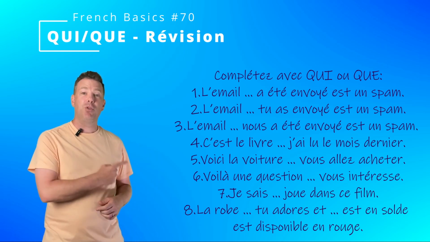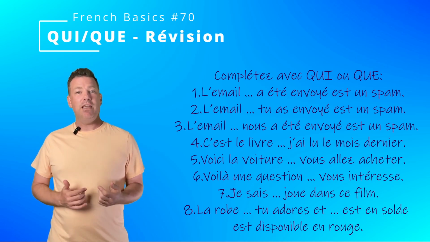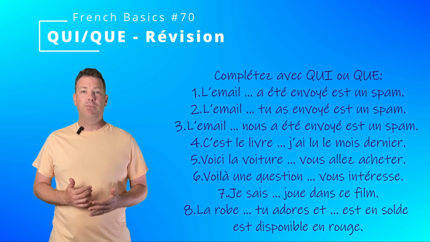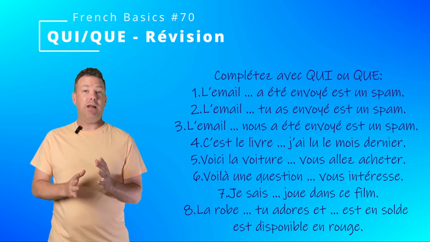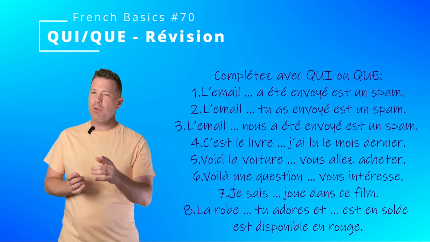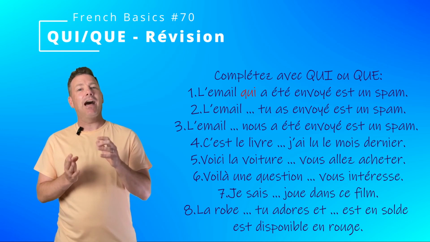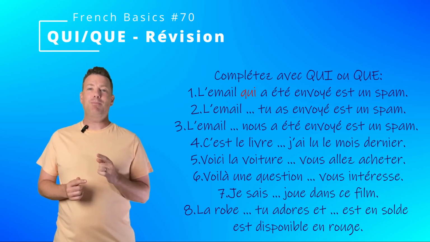For example, numéro 1, l'email blank a été envoyé est un spam. Look at what is after the blank. Is there a verb or a subject? A verb. Then use qui. L'email qui a été envoyé est un spam.